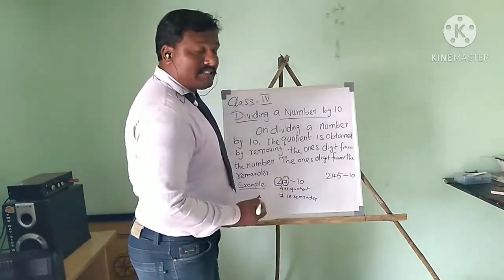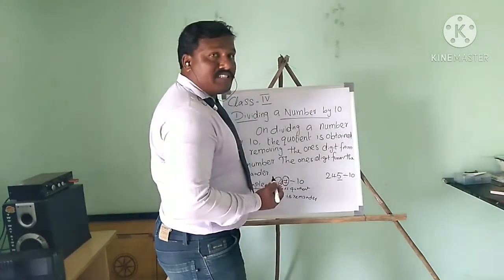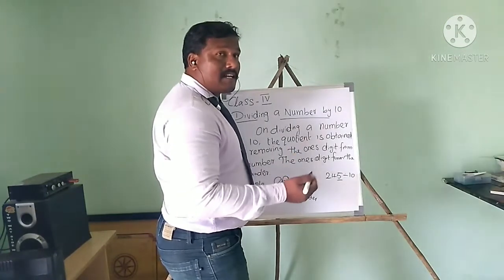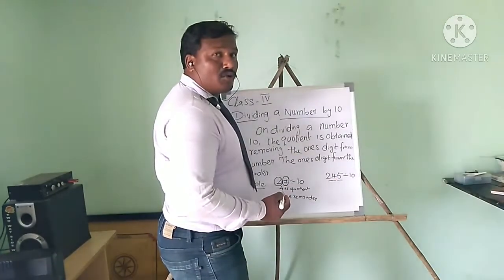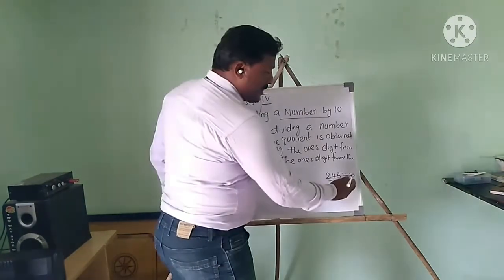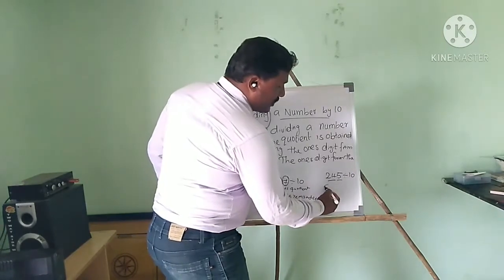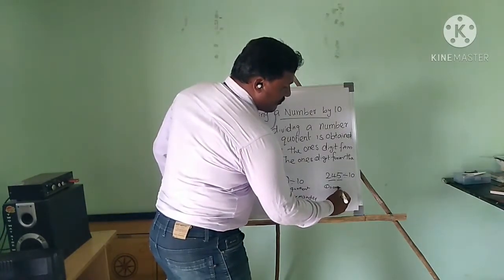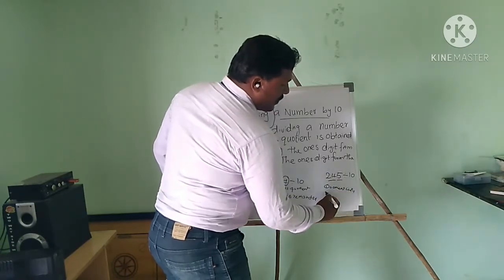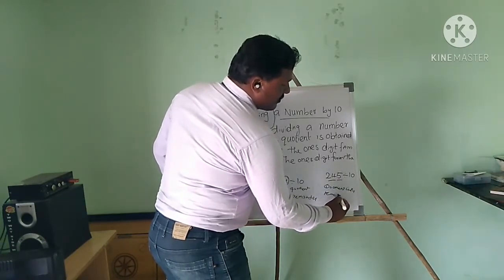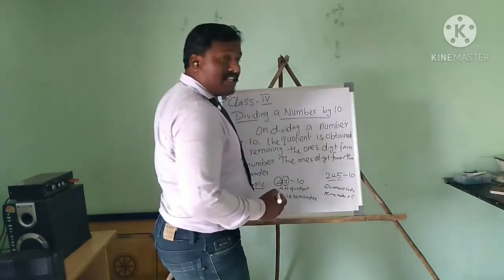Let me take another example. In this one, the ones place has the number 5. So 5 is the remainder, and the remaining two digits, 24, are the quotient. So 245 divided by 10: the quotient is 24, and 5 is the remainder.